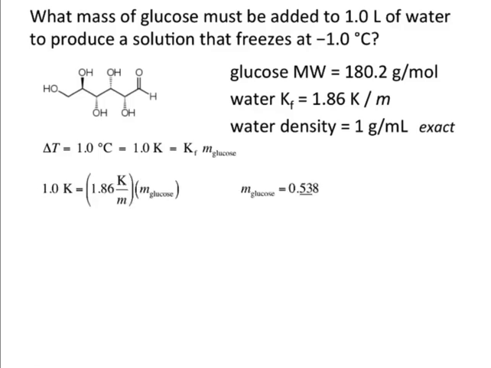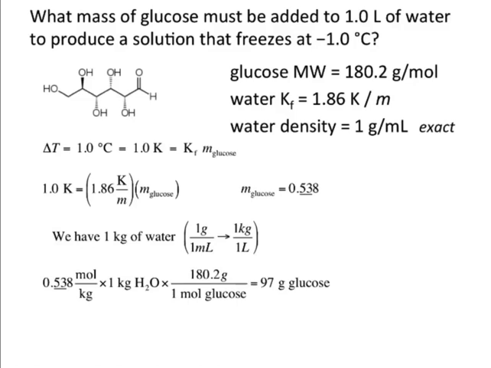All right, so solve for molality. You get a molality of 0.538, 2 sig figs, because 1.0 Celsius. Now we're going to need to do some work to go from molality to amount of glucose. And in doing so, we need to know what mass of water we have, and this is where the density comes in, because 1 gram per mL, if you multiply both top and bottom by 1,000, is the same as saying 1 kilogram per liter. We have a liter of water. That means we have a kilogram of water. Easy.